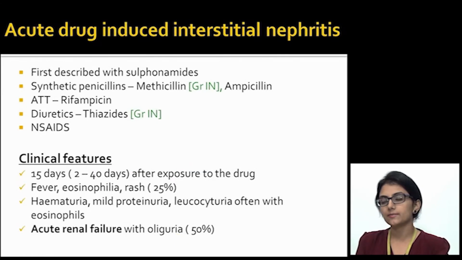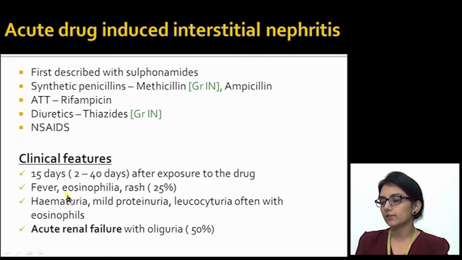Let's start with drugs. Acute drug-induced interstitial nephritis was first described with sulfonamides, and it's also been described with synthetic penicillins like methicillin, ampicillin, rifampicin, component of ATT, thiazide diuretics, and NSAIDs. You note here that the two of these are also known to cause a granulomatous response, and we'll discuss that later. But what do patients usually present as? After exposure to the drug, in a period of approximately 15 days, they would present with fever, a skin rash, and eosinophilia on peripheral blood examination.